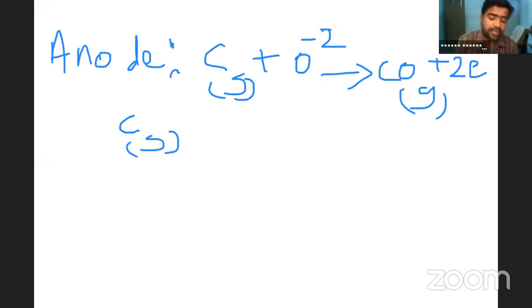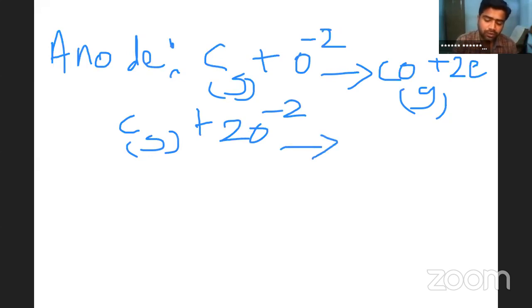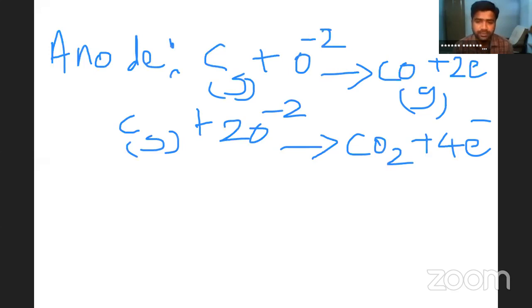When the oxygen is evolved from this anode, it combines with carbon to give you carbon monoxide as well as carbon dioxide. Plus 2O-2 gives you, okay, carbon dioxide plus 4 electrons. So this is how. Yes, very good, Apurva. So carbon combines with this oxygen and gives you carbon dioxide. It is completely from the anode side.